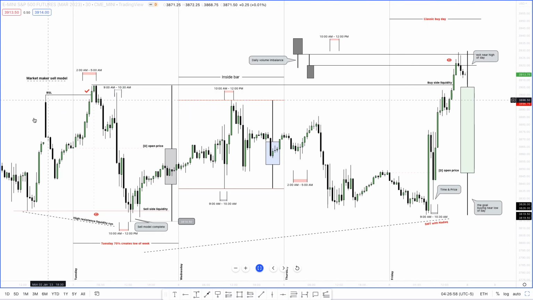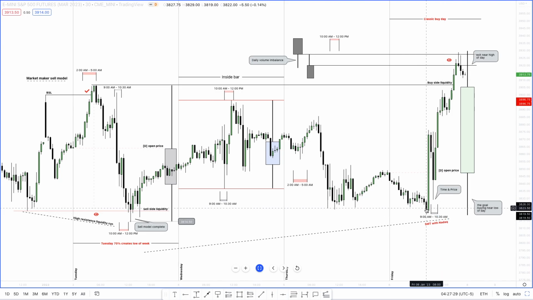Okay, so we saw that Tuesday created the low of the week. In creating the low of the week, it took our sell side liquidity, then traded higher. Created the inside bar. Thursday, price traded lower. Friday, price traded lower again. But notice how on Friday, price did not take out Tuesday's low. Whereas NASDAQ price took out Tuesday's low. Okay, as indicated here, that's the Kraken correlation, SMT divergence.